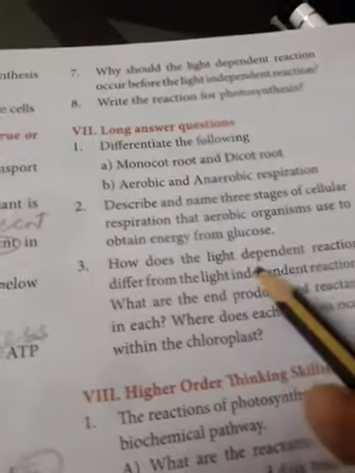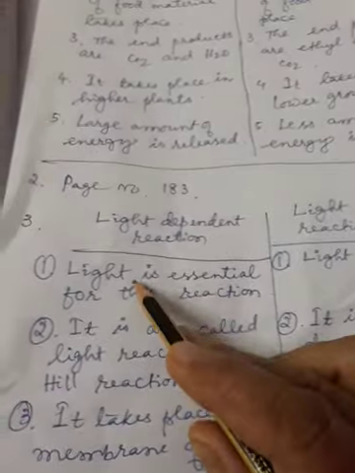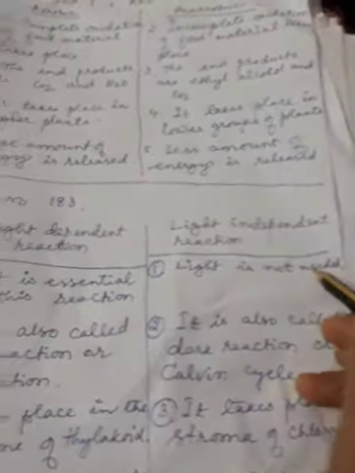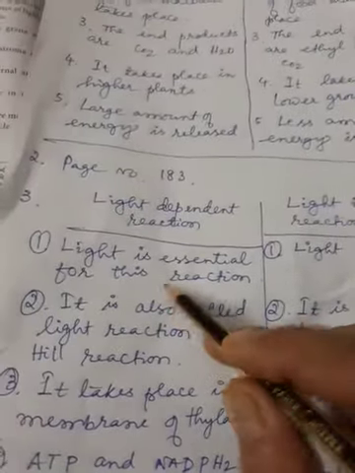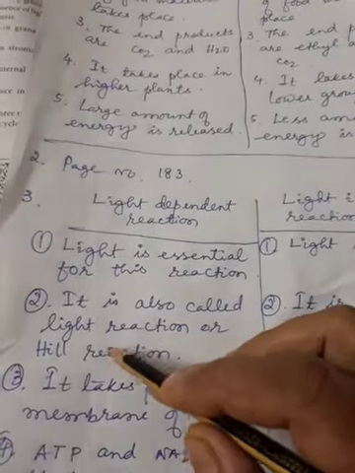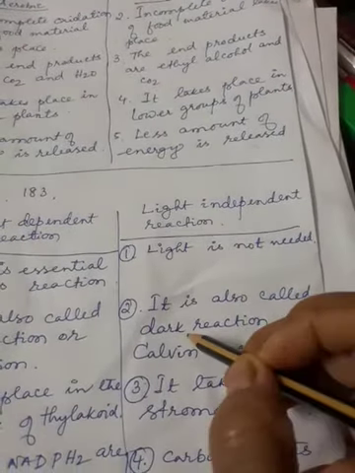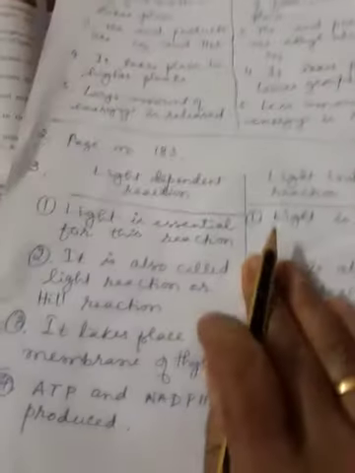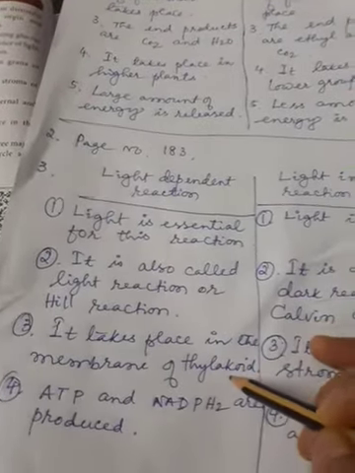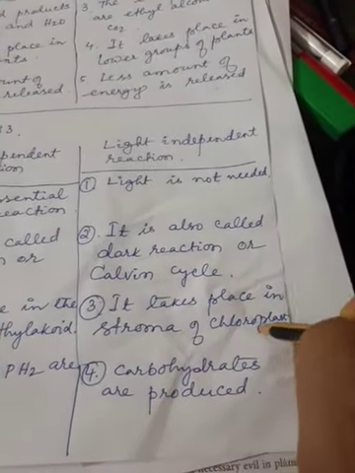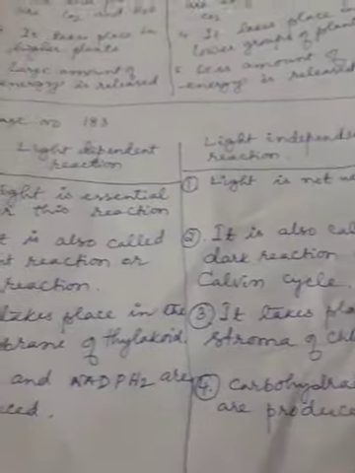Now next one, how does the light dependent reaction differ from light independent reaction? I have written again: light is essential for light dependent reaction, light is not needed for light independent. Light dependent reaction is also called light reaction or Hill reaction, and light independent reaction is also called dark reaction or Calvin cycle. Light dependent takes place in the membrane of thylakoid, but light independent reaction takes place in the stroma of chloroplast. Very, very important, stroma of chloroplast.